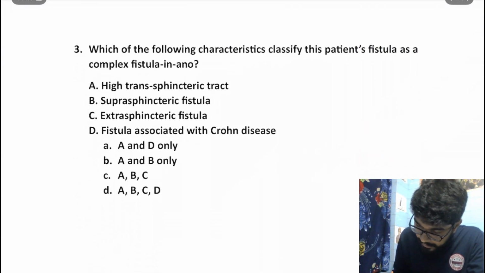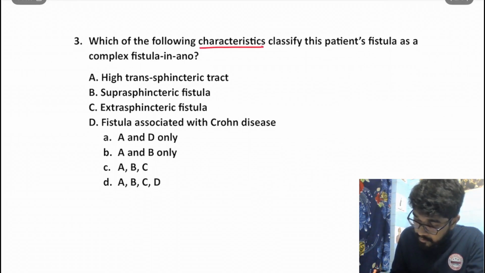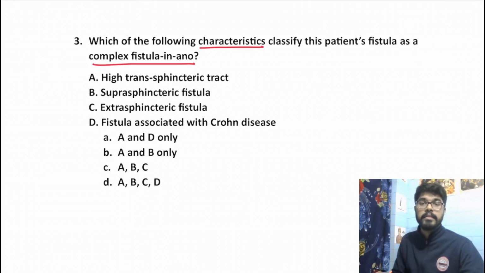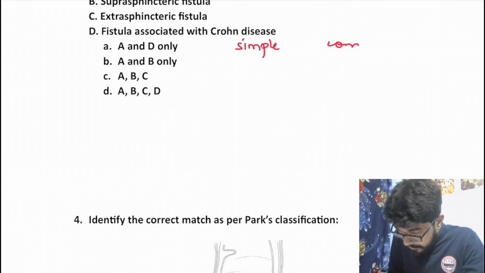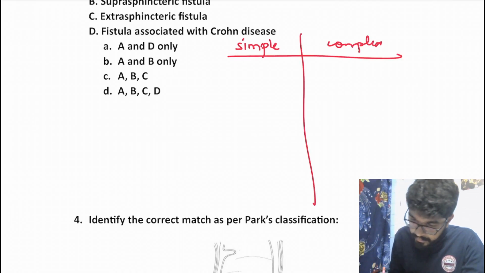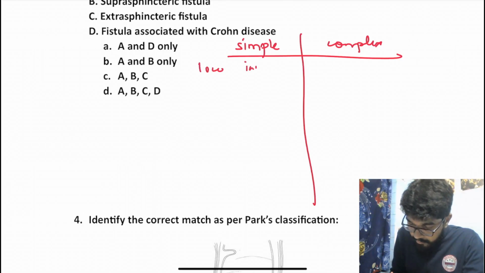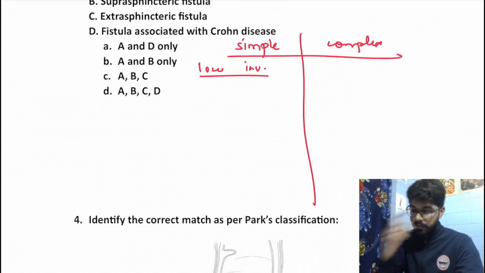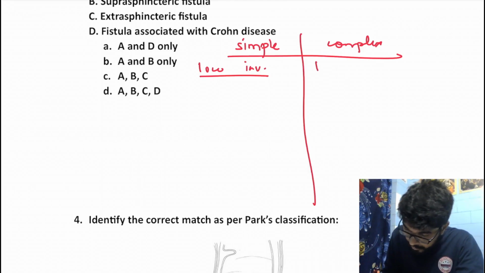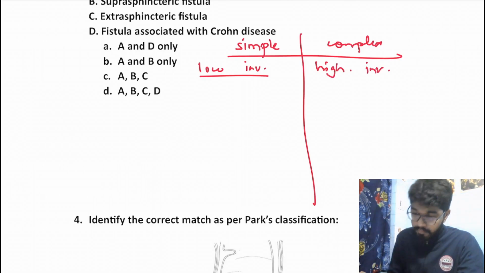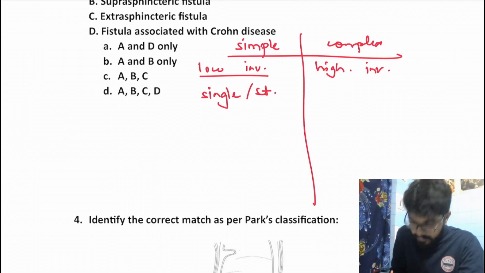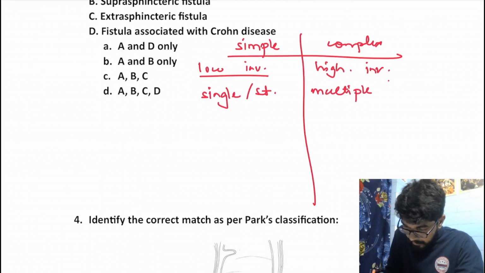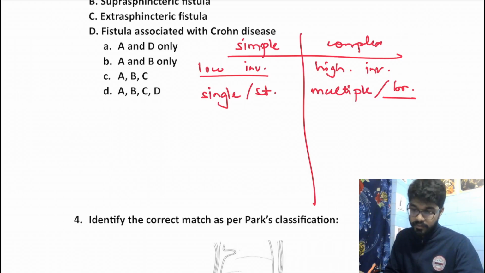Which of the following characteristics classify the patient's fistula as complex fistula in ano? Okay. Now before moving on to the options, let's quickly have a look into the basic difference between simple and complex fistula. Right. Simple fistula, remember that there is low involvement, low perianal involvement. Low perianal fistulas are usually simple, whereas high involvement is seen in complex fistulas. Right. If we talk about the tract, it will be a single and a straight tract in simple fistula, whereas we get multiple or branched tracts in complex fistula.